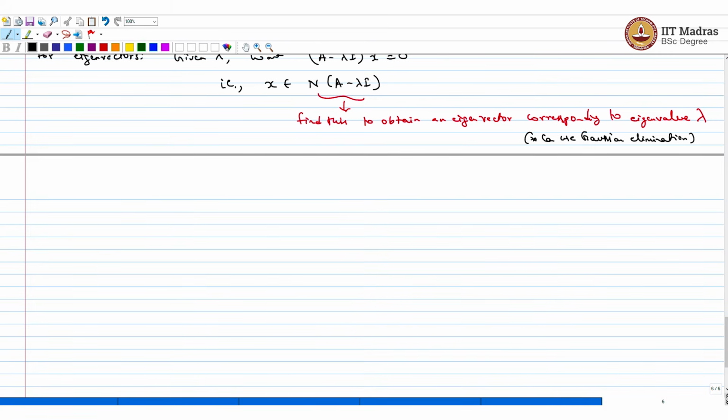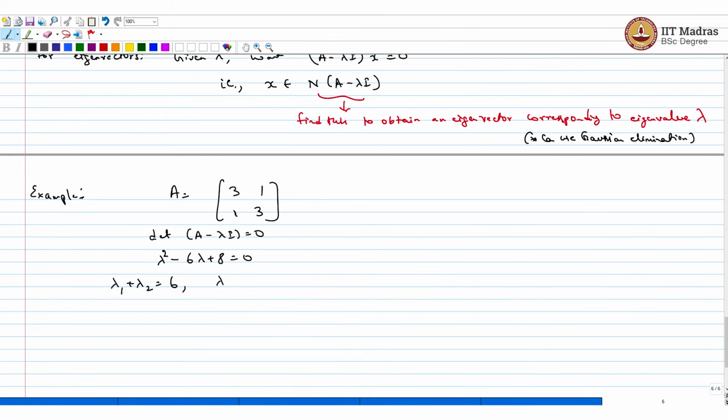So let's do an example. Suppose A is [3 1; 1 3]. I would recommend you pause the video, calculate the eigenvalues and eigenvectors, and then check the lecture to see if you have done the right thing. If I do determinant of (A minus lambda I) equals 0, then that is lambda squared minus 6 lambda plus 8 equals 0, which is saying lambda 1 plus lambda 2 equals 6 and lambda 1 into lambda 2 equals 8. You can verify, check.